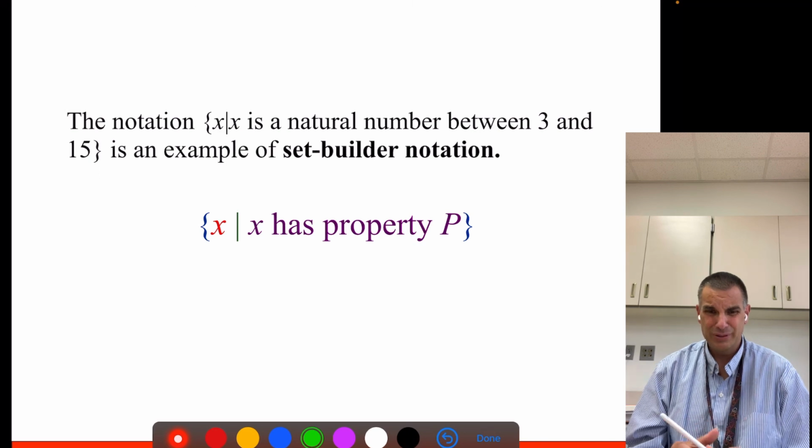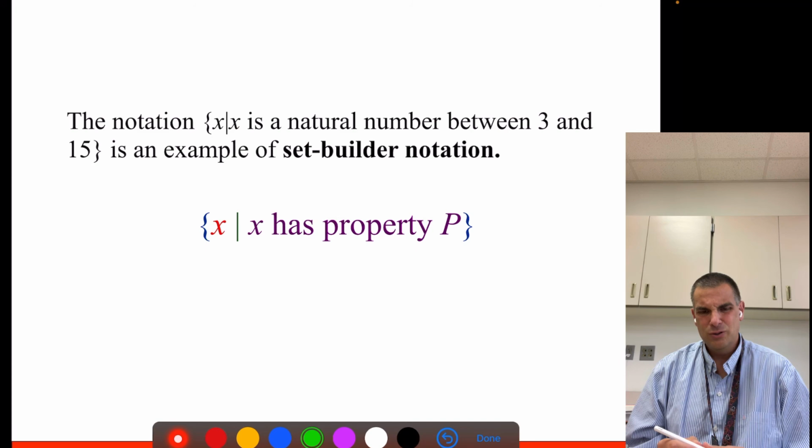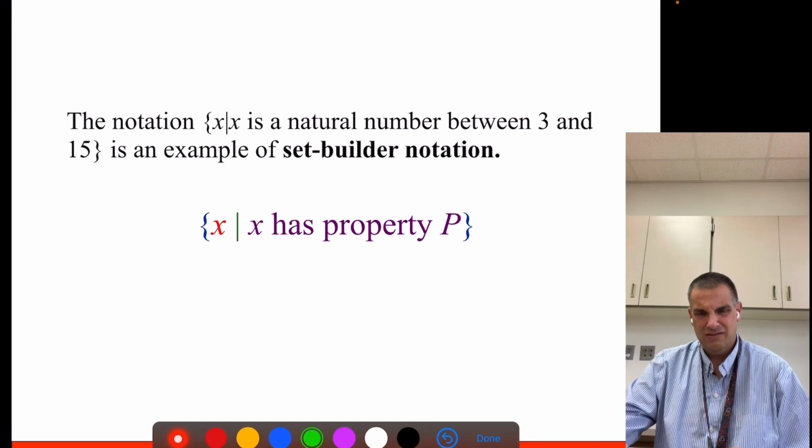This is what we call set builder notation. We're not going to worry about set builder notation too much other than to give you the definitions here.